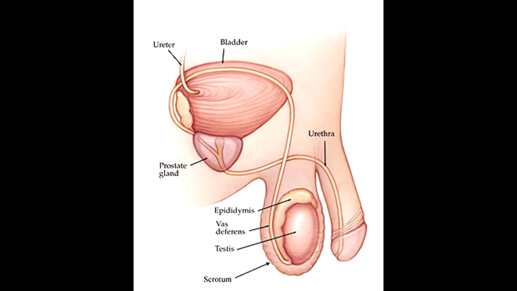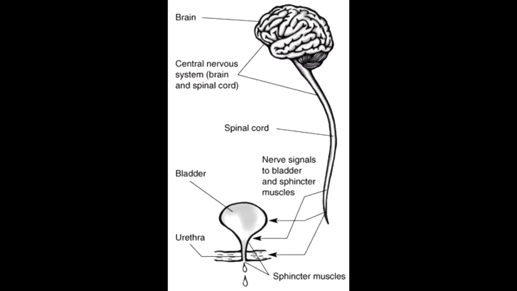Urethra. This tube allows urine to pass outside the body. The brain signals the bladder muscles to tighten. This squeezes urine out of the bladder. At the same time, the brain signals the sphincter muscles to relax to let urine exit the bladder through the urethra. When all the signals happen in the correct order, normal urination happens.